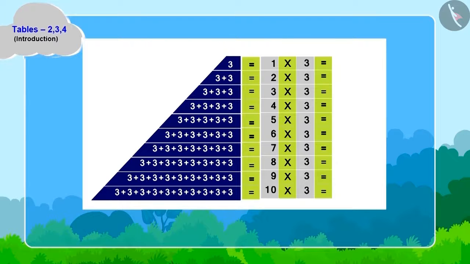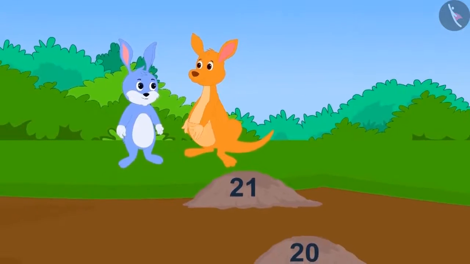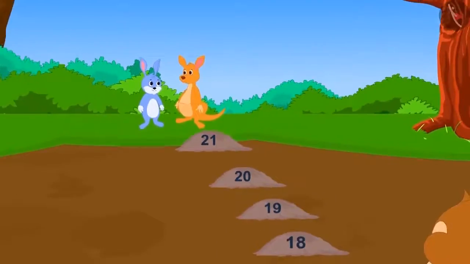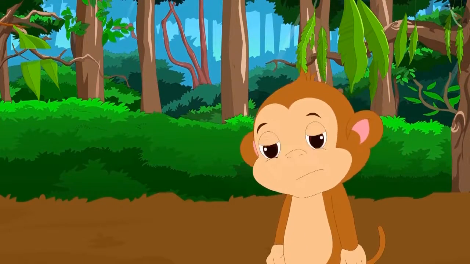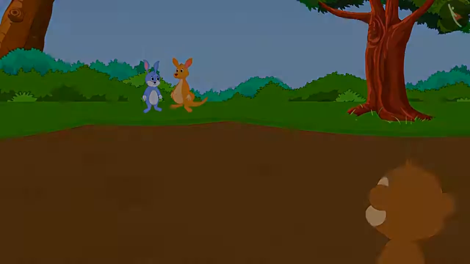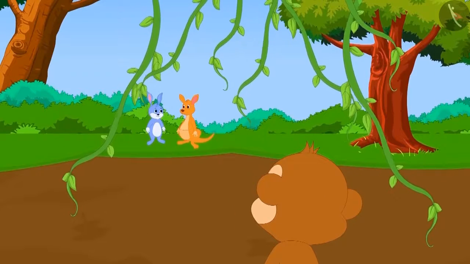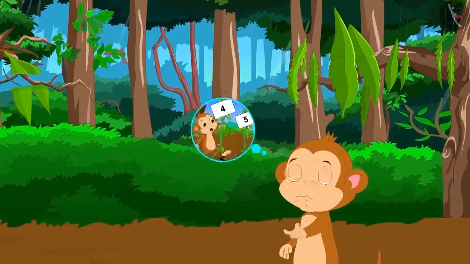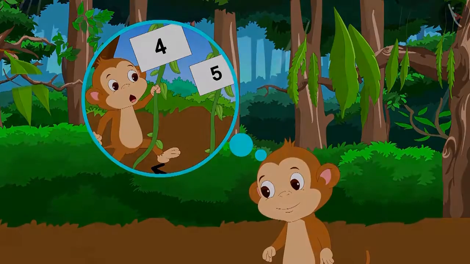Absolutely right, the table of 3. Now Kittu and Bunny had crossed the swamp, but Babban was still on the other side of the swamp. Suddenly all the stones on the swamp got buried inside the swamp. Just then Babban's eye ventured above the swamp. Some creepers were hanging there. Babban thought that he could cross the swamp by hanging on the creepers.